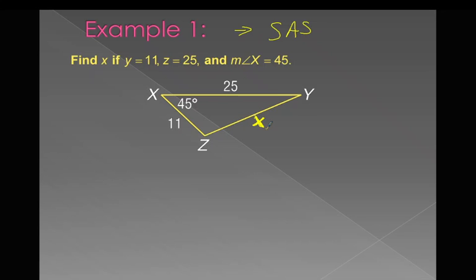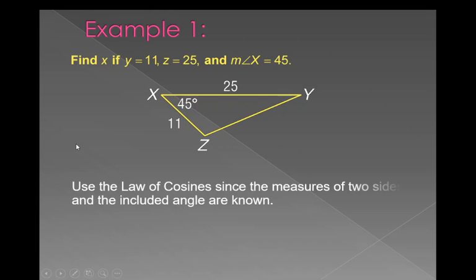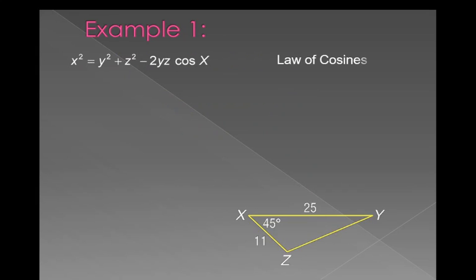Now again, you could rename this ABC if you want to, but I'm not going to worry about it. So I know it's a law of cosines problem. So basically all I do is I use the equation. Okay? So I use it to fit my situation. So I get x squared equals y squared plus z squared minus 2yz cosine x. This is my law of cosines for this triangle.